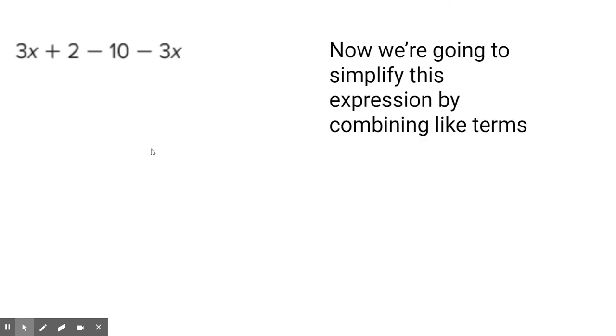Now we're going to simplify this expression by combining like terms. Like I said, that's what we're getting to. So go ahead and do that. What do you think it's going to be?